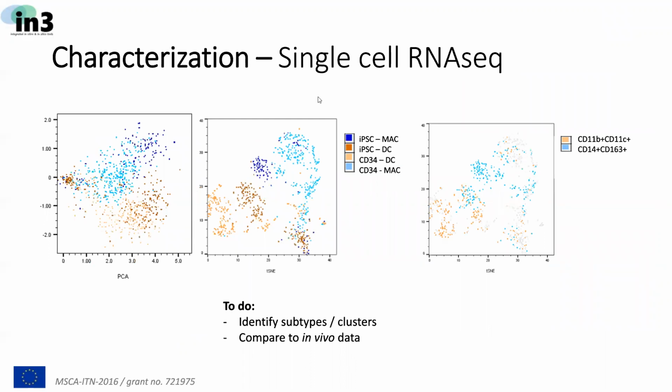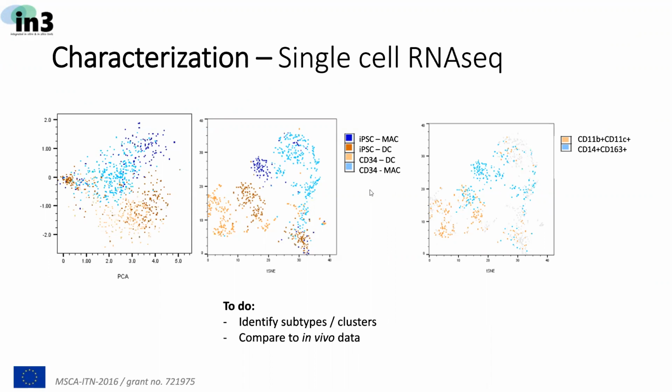On the same samples, we also did full RNA sequencing of single cells. And based on the PCA plot of this, we can see that iPSC dendritic cells and the CD34 dendritic cells clustered together, and the iPSC macrophages and the CD34 macrophages also somewhat clustered together. We can then make a tSNE plot based on specific highly dispersed genes, and we can see that the iPSCs are their own clusters, and there are also subclusters of cells which have yet to be identified.